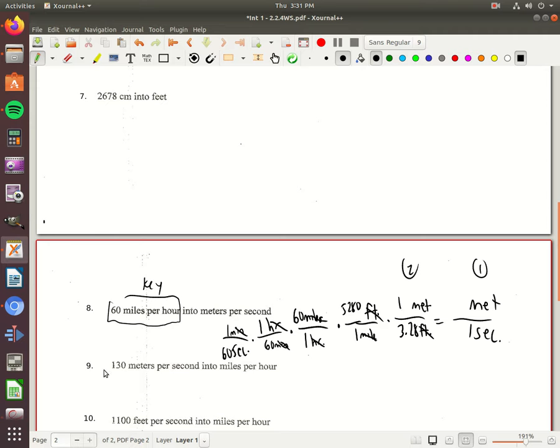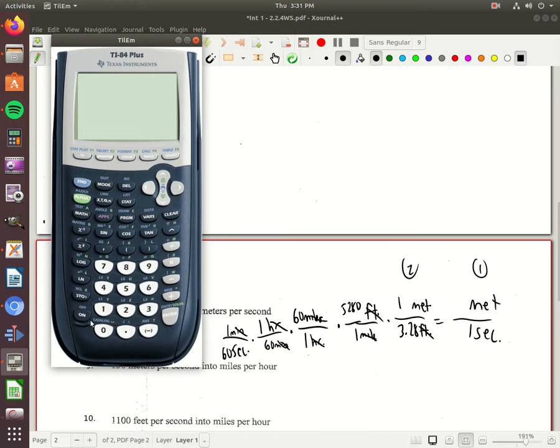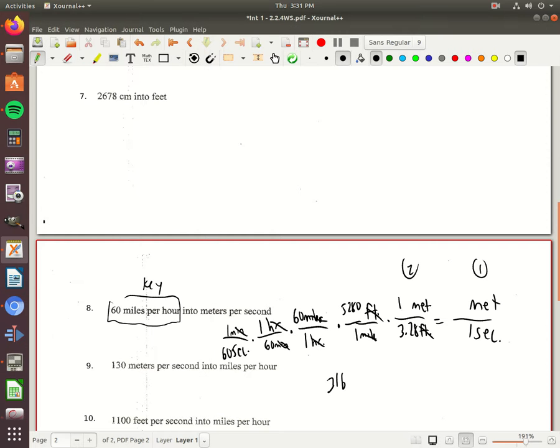Now I'm going to multiply the top. The top is going to be 1 times 1 times 60 times 5,280, times 1. So I'm going to get 316,800 on top of my fraction. Again, it's like 3 problems. Multiply the top, multiply the bottom, then divide.